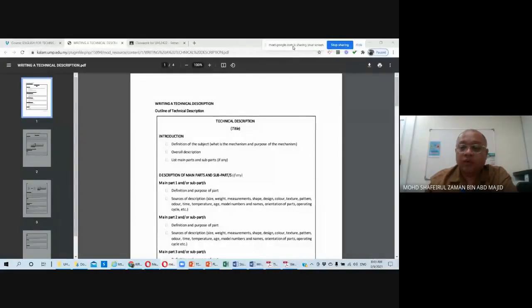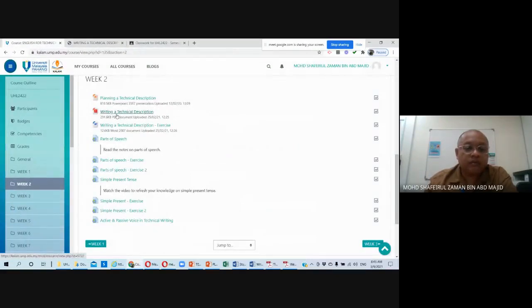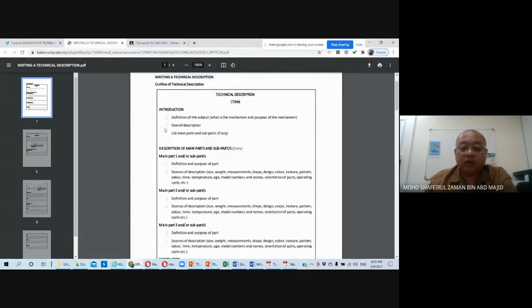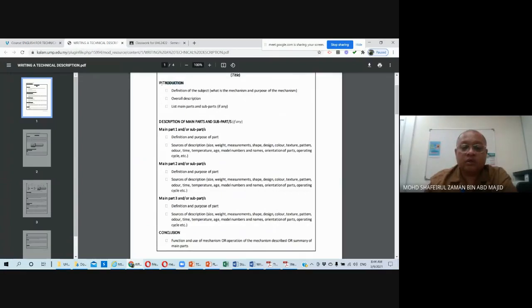So now I'm going to share my screen again. Let's have a look at planning for writing a technical description. You can get this from Kalam. You can click this PDF file, writing a technical description. As you can see, this is how you can organize your description, starting from the title, and then the introduction. The title is going to be the name of the product that you are going to present.